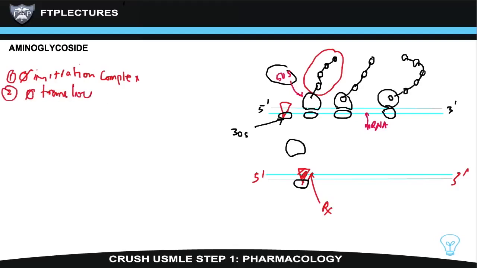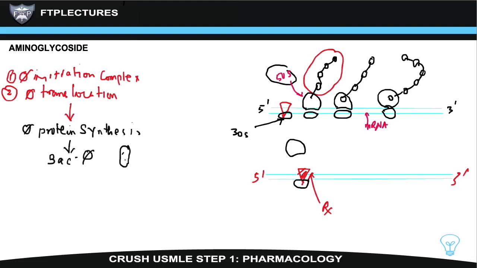Let's see the result of that. What happens? Well, that means there is no protein synthesis, which means there is no bacteria. Bacteria dies, okay? Oh, that's unfortunate, okay? The bacteria is going to die. And this is exactly how aminoglycosides work. This is how they kill bacteria.